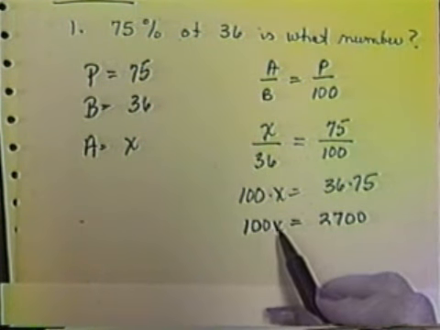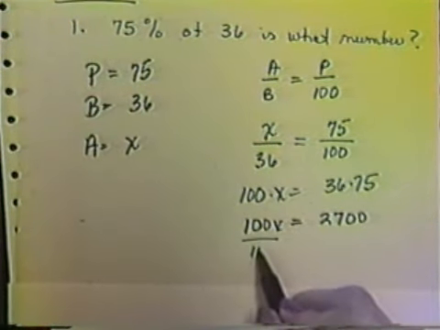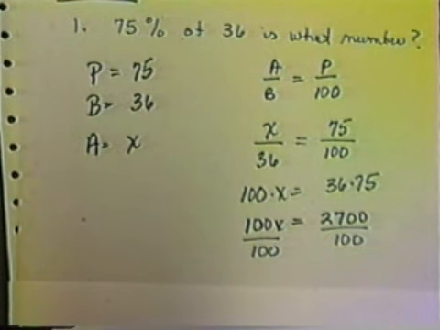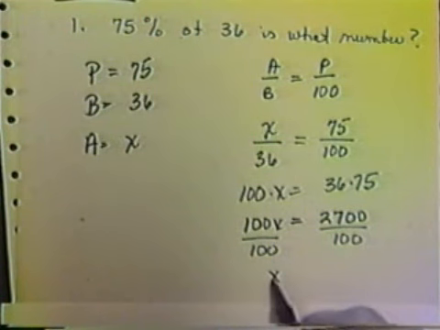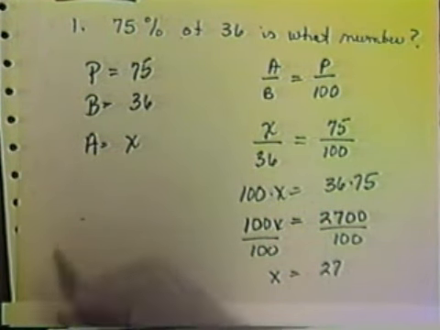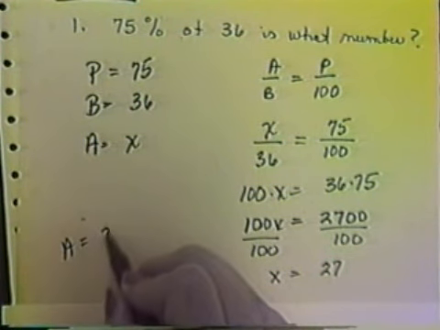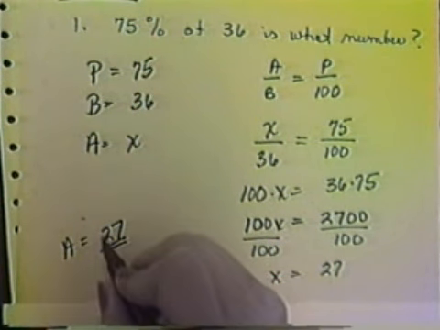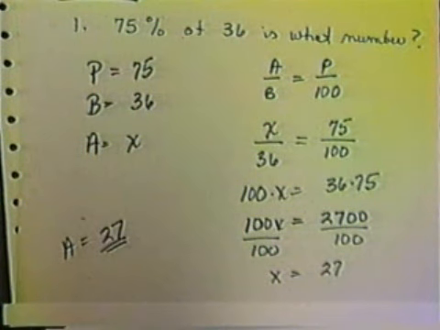Now to find the unknown X, we need to divide both sides by 100. Divide 2,700 by 100, and X turns out to be 27. So the amount is 27. That's what we were looking for. 75% of 36 is what number? The answer is 27.